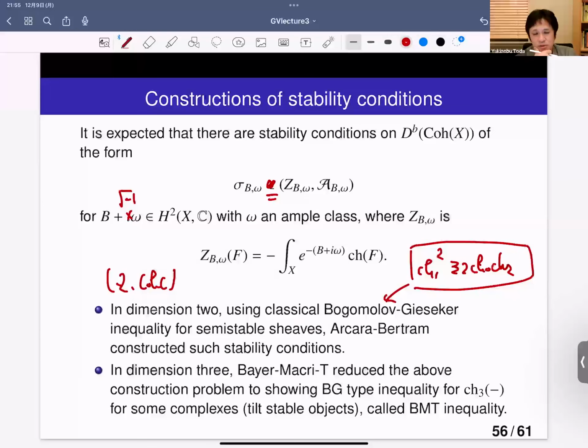But in the three-dimensional case, this construction is non-trivial. In my paper with Bayer and Macrì, we reduced this type of construction to showing a BG type inequality, evaluating the third Chern character for some complexes, called tilt stable objects. And this is called the BMT inequality conjecture.